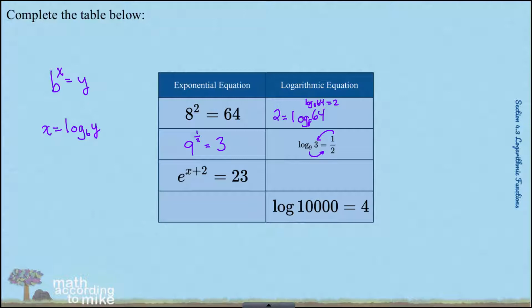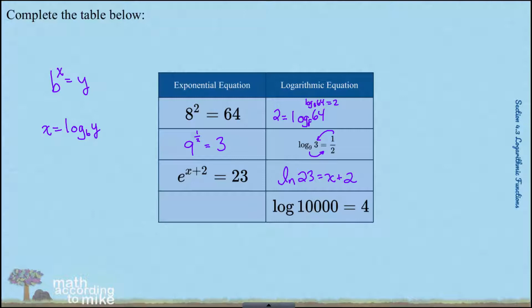The third one is a special case. When your base is e, it turns into what is called a natural logarithm. We do not write the subscript of e. So this would become the natural log of 23 equals the exponent x plus 2.